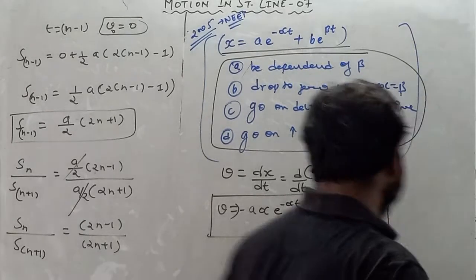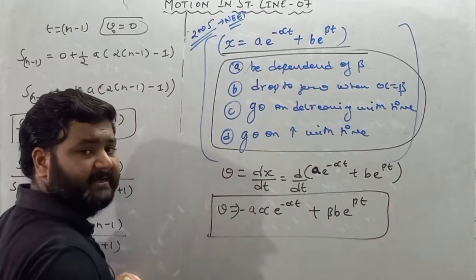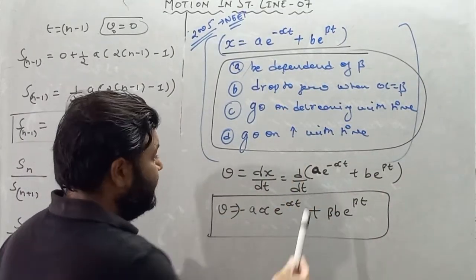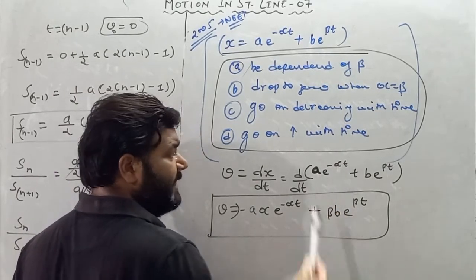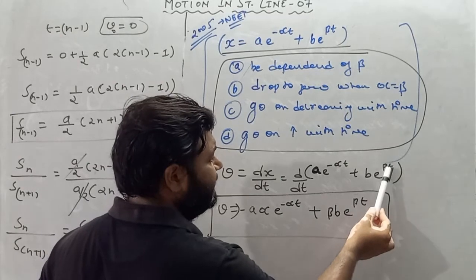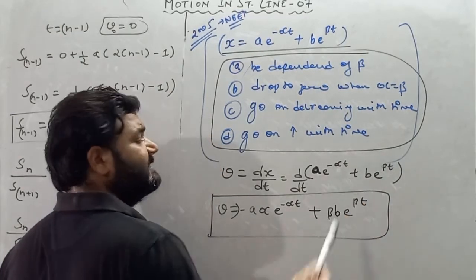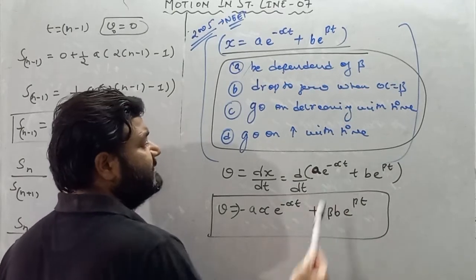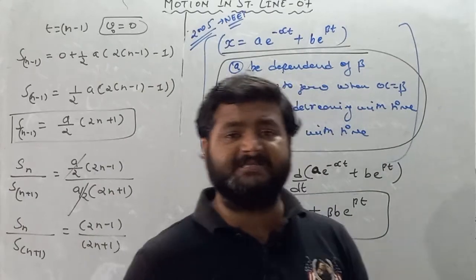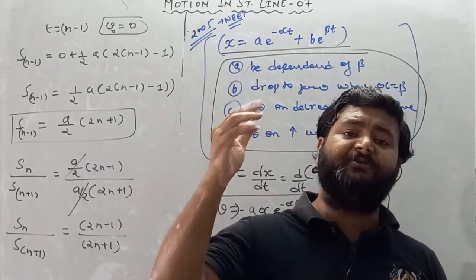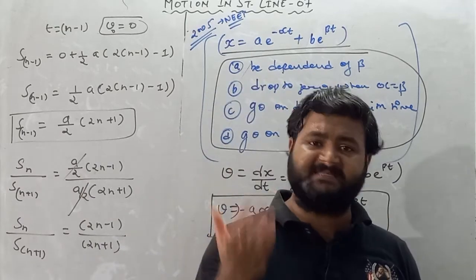We did not do anything new, my dear students. We have to differentiate the displacement with respect to time. Here with t we have minus alpha, here with the power of e with t we have beta. So beta is constant, alpha is constant, t is variable. If you go through the differentiation concept, then if we have to differentiate e raised to the power x, the differentiation of e raised to the power x is e raised to the power x.